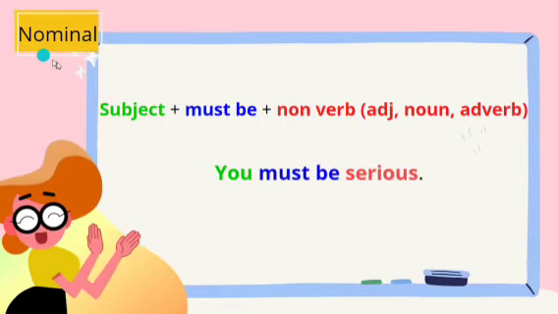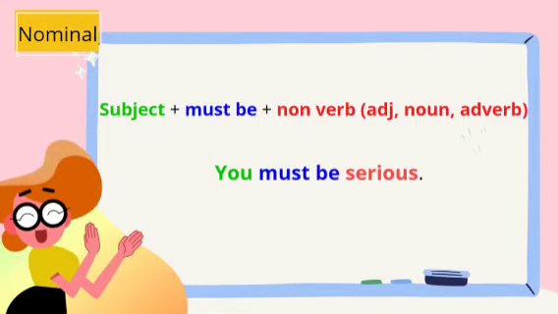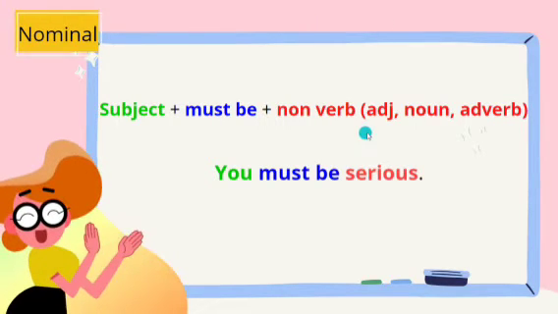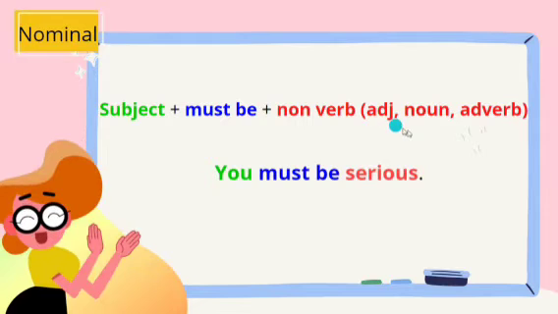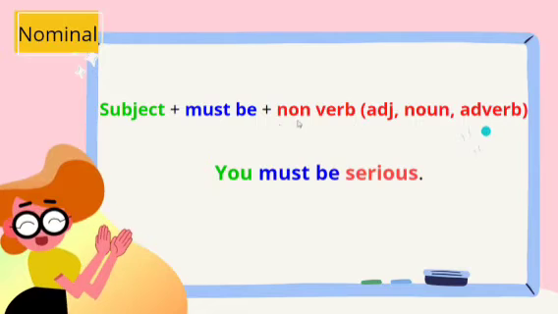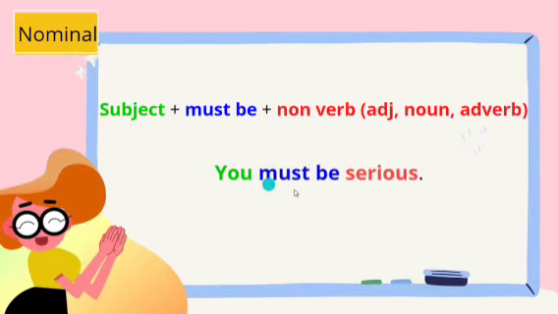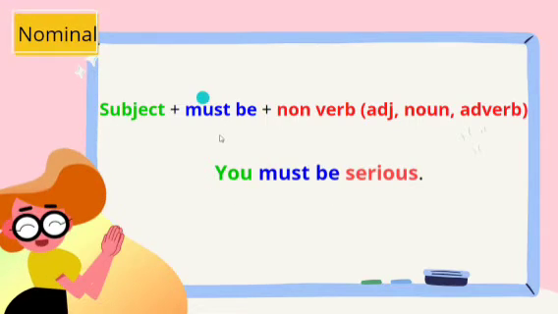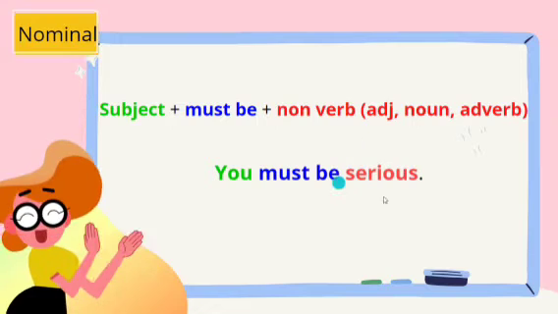And now look here, I have a sentence. You must be serious. You as the subject, must be, ya, modalnya must be, and then we use serious. Serious itu bukan kata kerja loh, serious itu kata sifat. Makanya kalau kalian menggunakan kata sifat, berarti must-nya harus ditambah dengan be. So, in English, we say, you must be serious. Kamu harus serius. Okay, next.